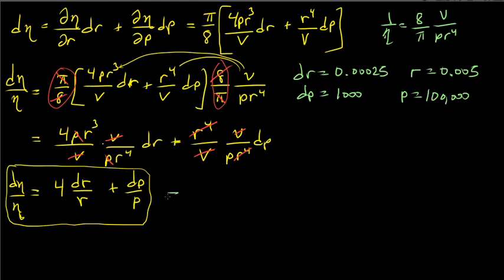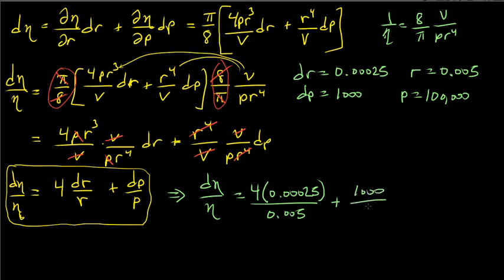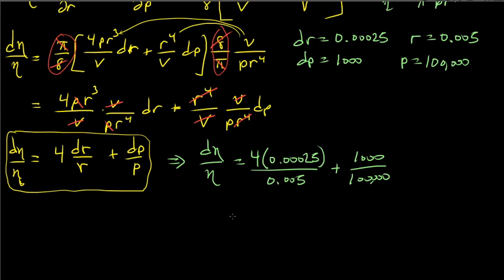So plug all those in here, and for the relative error d eta over eta, we get 4 times dr, 0.005, divided by r, which is 0.00025. Nope, I got that backwards. I'm sorry, dr goes in the numerator. So that's 0.00025 for dr divided by r, which is 0.005. And then dp is 1000 divided by p, which is 100,000. Yep, so calculator time.